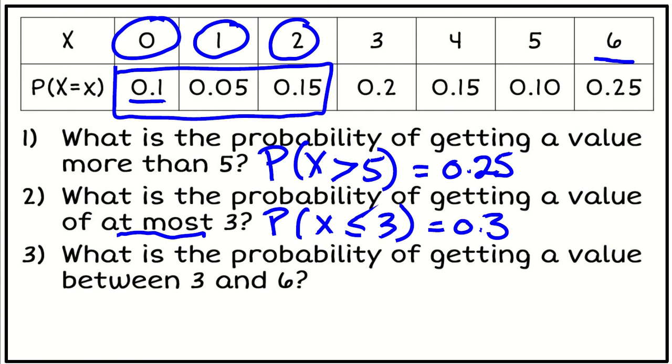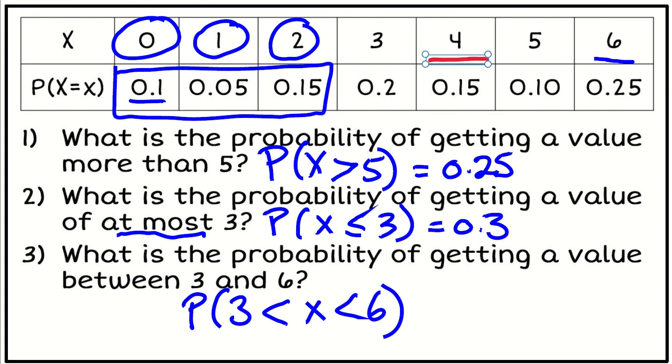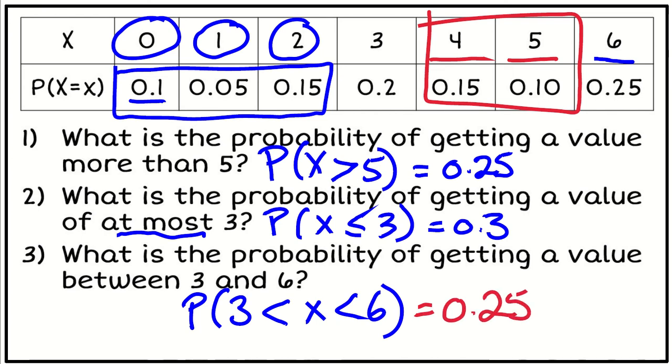Question number 3. What's the probability of getting a value between 3 and 6? I want to write that as 3 less than x less than 6. So that's between 3 and 6. And when I come to do that, what numbers are between 3 and 6? 4 and 5. So I want to combine together the probabilities for 4 and 5. So that's going to give me a solution of 0.25.